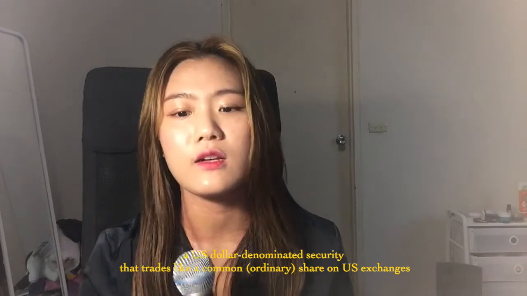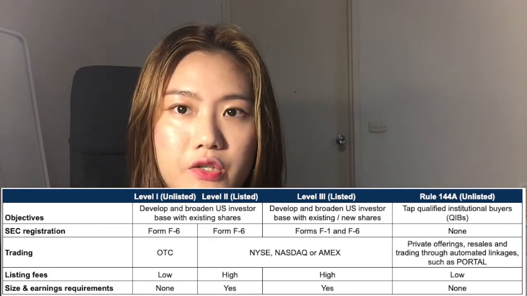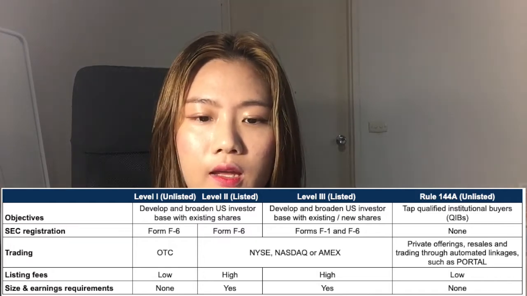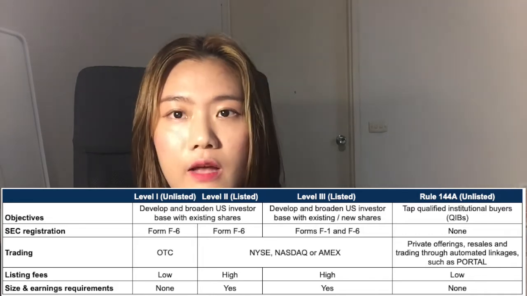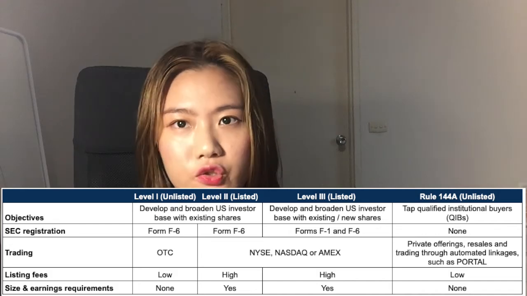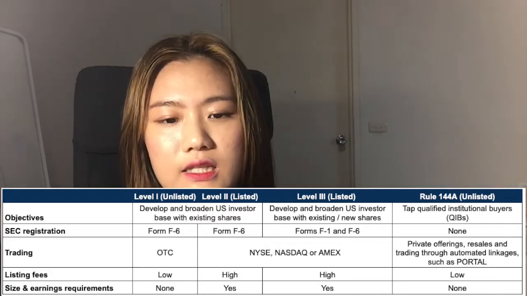For American depository receipts, as the name entails, it is to do with America. It is a US dollar denominated security that trades like a common ordinary share on US exchanges. A global DR cannot be traded in the US, whereas an ADR can be traded in the US. There are 4 primary types of American depository receipts. Level 1 can be traded in the OTC market, and it does not require full registration with the SEC. Levels 2 and 3 can be traded on the New York Stock Exchange, Nasdaq, and AMEX, and they allow firms to raise capital and make acquisitions using these securities. However, the issuing firm needs to fulfill all SEC requirements. The 4th type of ADR does not require SEC registration.